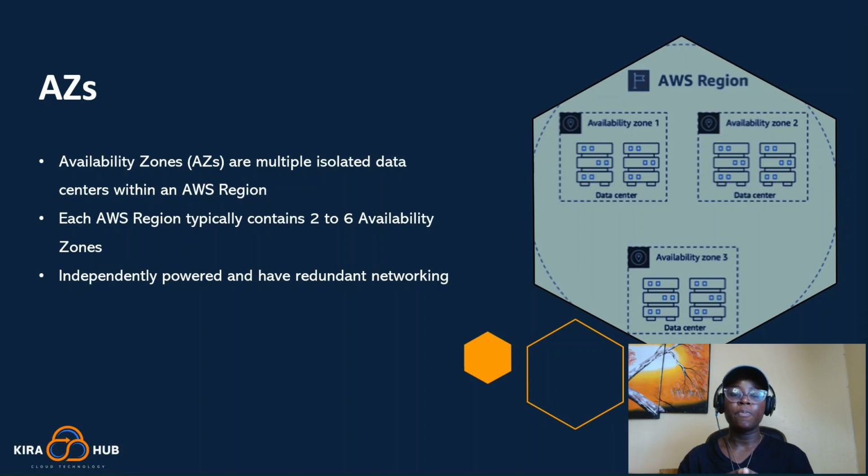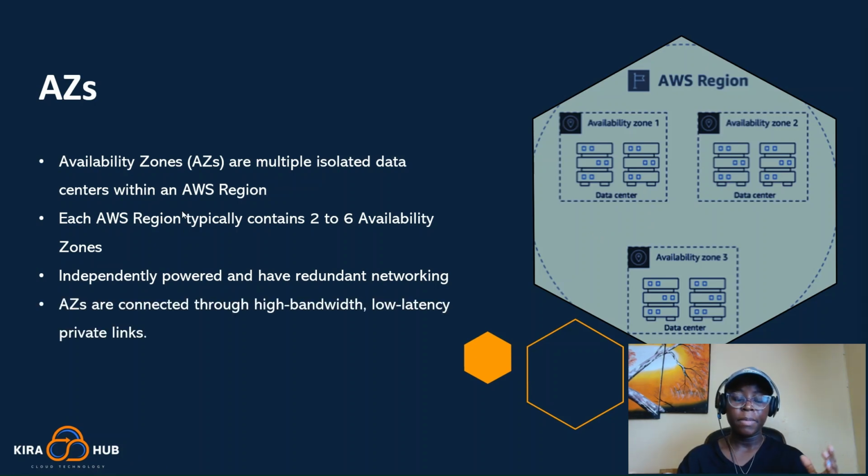When you launch a server in AWS, you have to select the availability zone where you are going to launch this server, or let AWS choose for you. With this multi-AZ configuration, in case one server fails, you can design your application so that a server in another availability zone can handle those requests. When you get to compute, this will make more sense. We've discussed the connectivity being redundant, and these connections are high bandwidth connections with low latency private links.